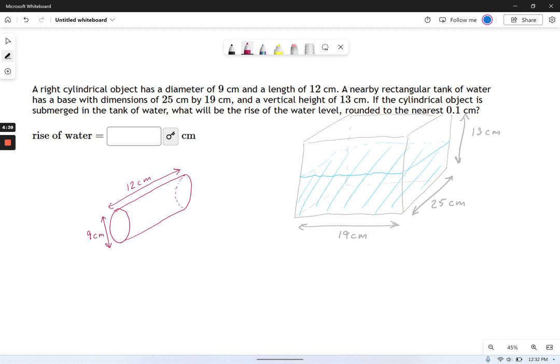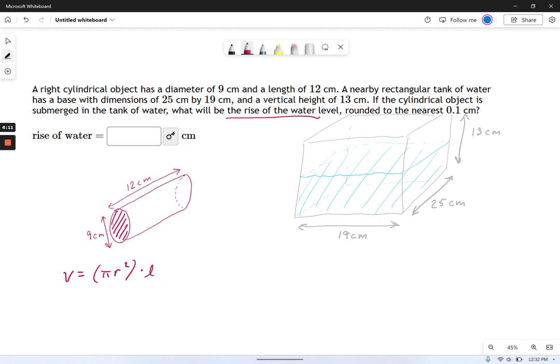So to figure out what the water level rise is going to be, we're going to have to figure out what is the volume of this object. So first of all, you have to know the volume of a cylindrical object. It's going to equal, not 1/2, it's going to equal pi r squared. Okay, that's the area of this circle right here. And it's going to be that times the length of the object.